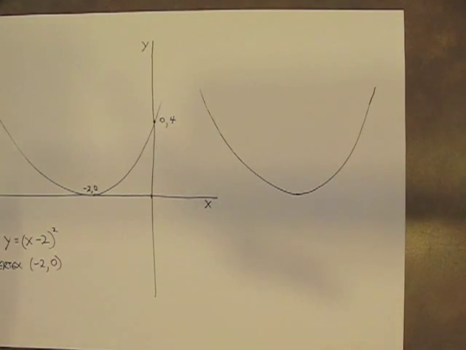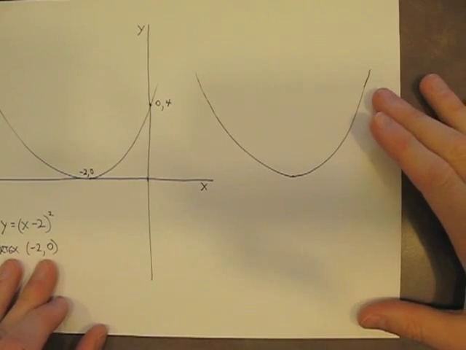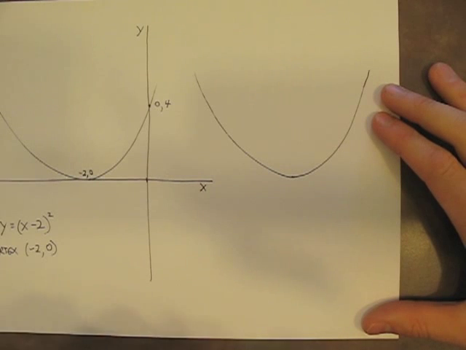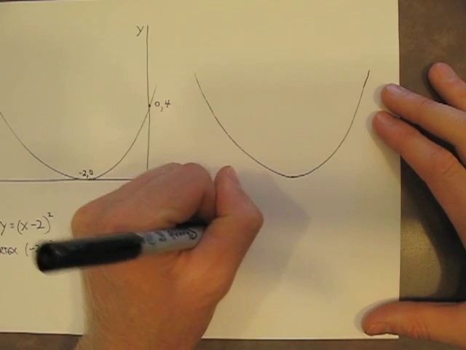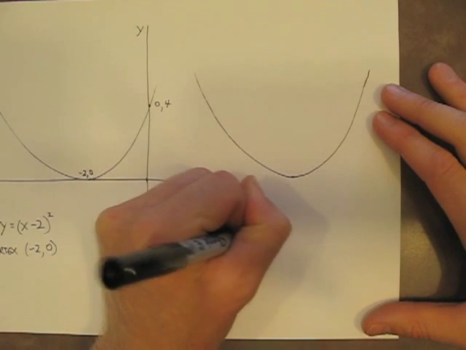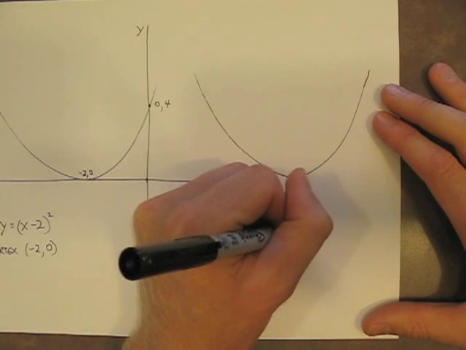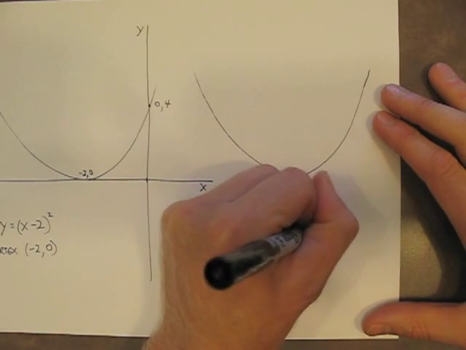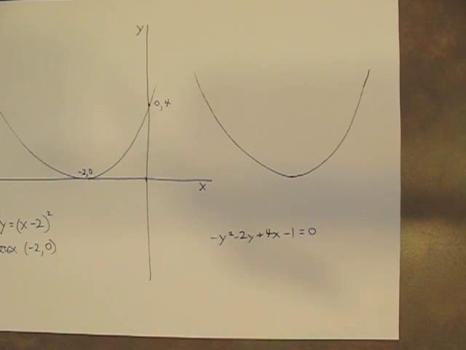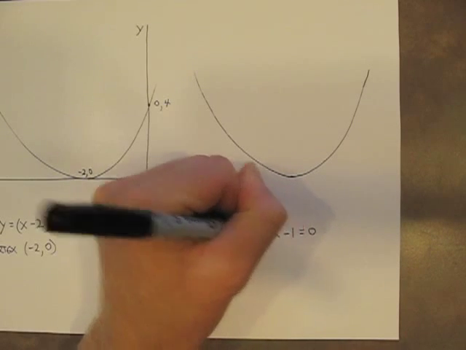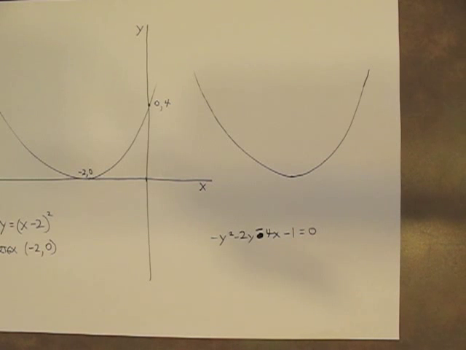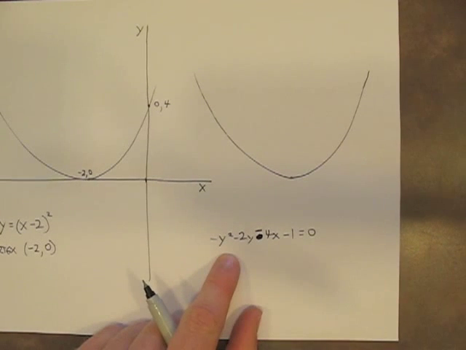Okay, so now let's come over here and look at this one, and I'm going to make this one a little bit more complicated. I'm going to build up in difficulty, and I'm throwing a lot of things at you. This one is going to be minus y squared minus 2y plus 4x minus 1 equals 0. Well, I'm sorry, I want to make that a minus 4x. Okay, so I'm throwing a lot of things in here. This is nowhere near standard form.